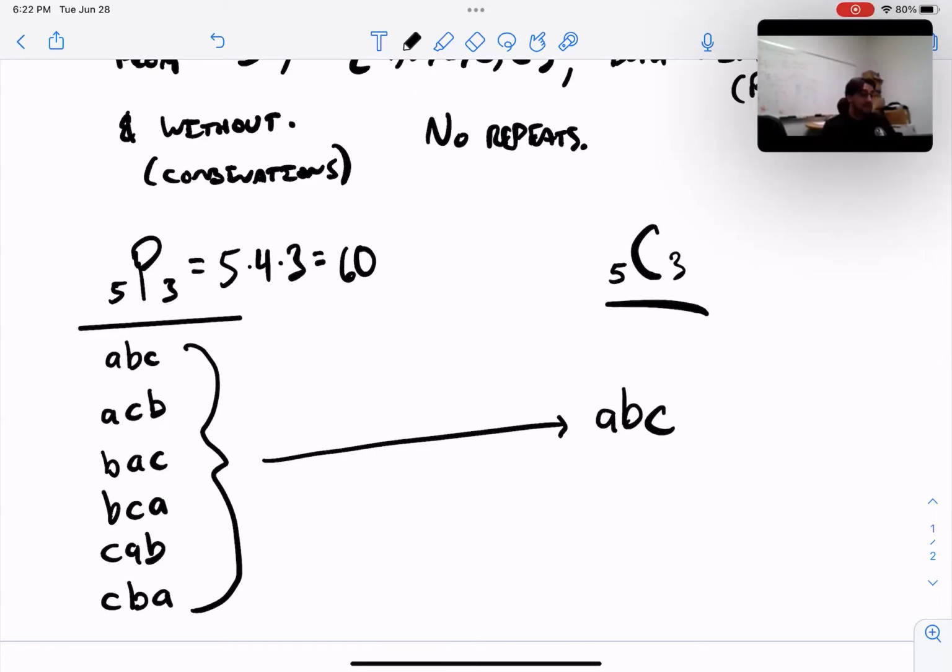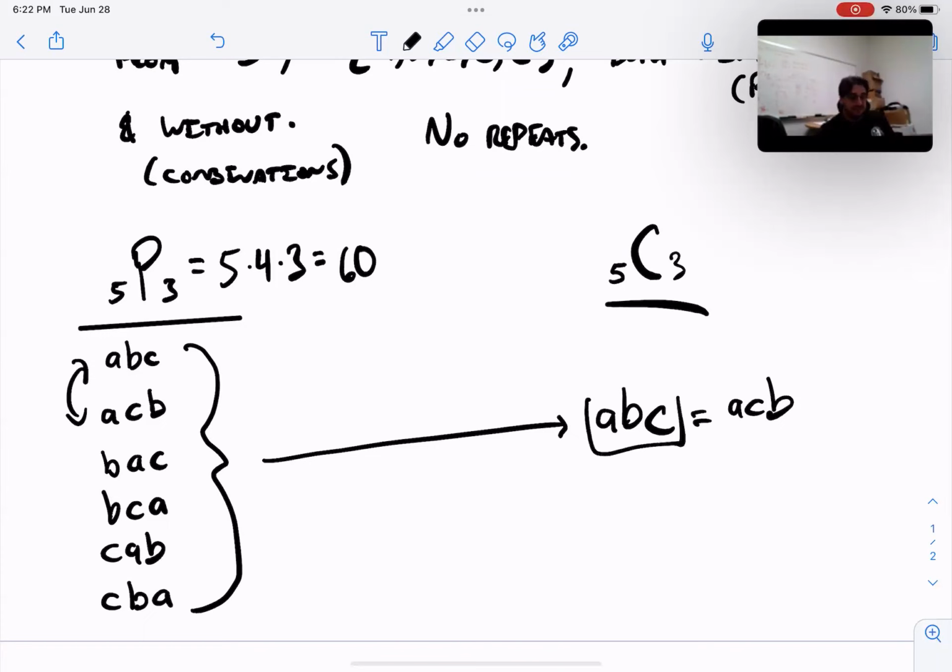Here, on permutations, I cared what order they were chosen in. So I considered, say, A, B, C and A, C, B as different. But if I don't care about what order the objects are selected in anymore, now A, B, C and A, C, B are the same selection.